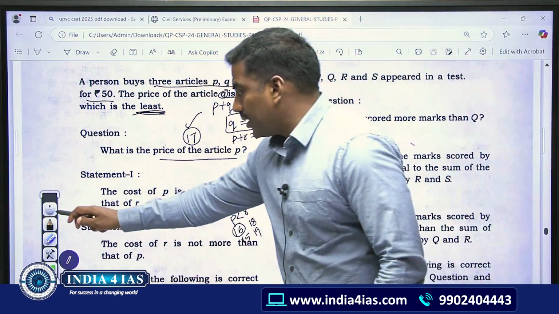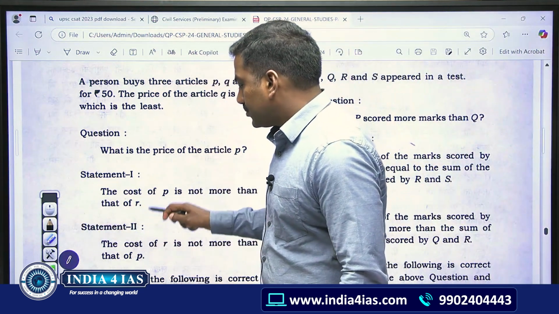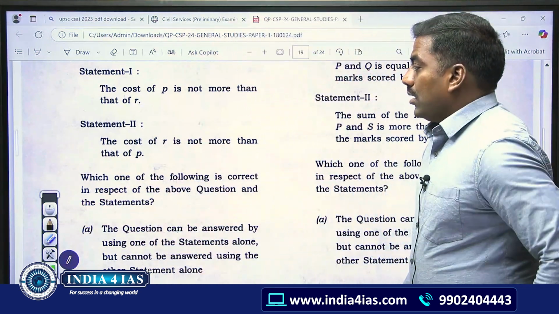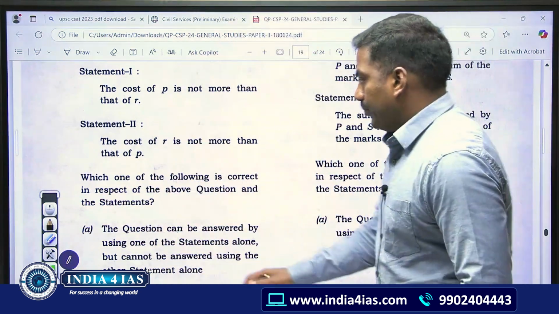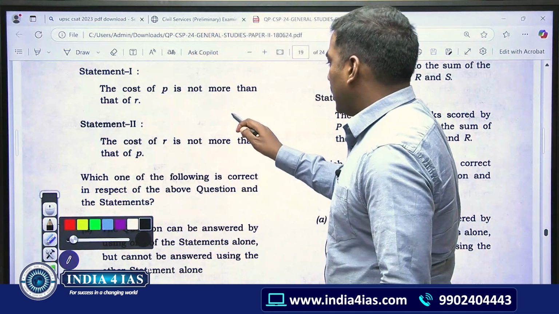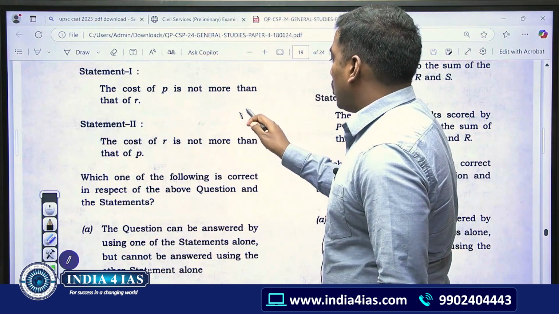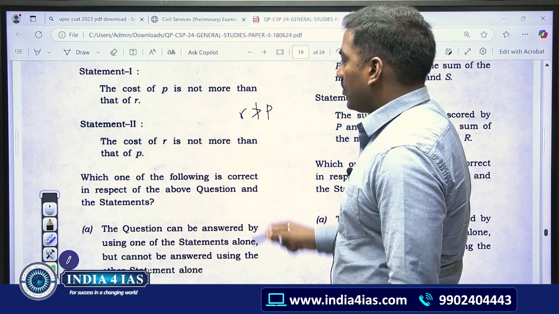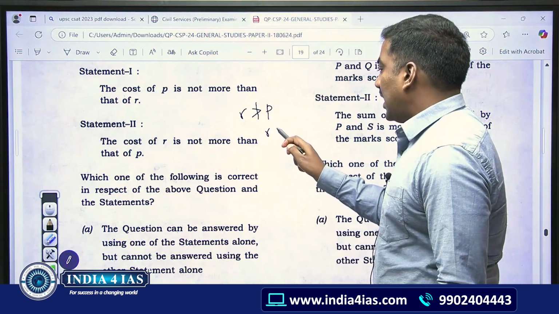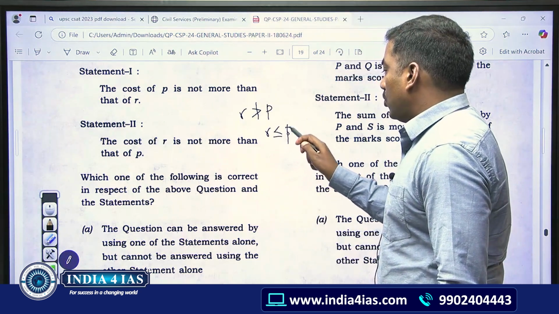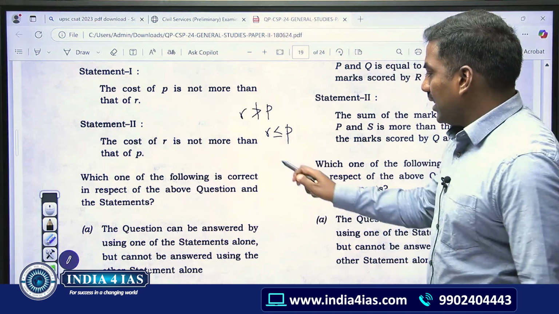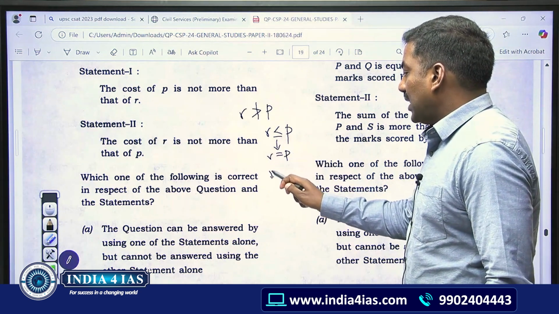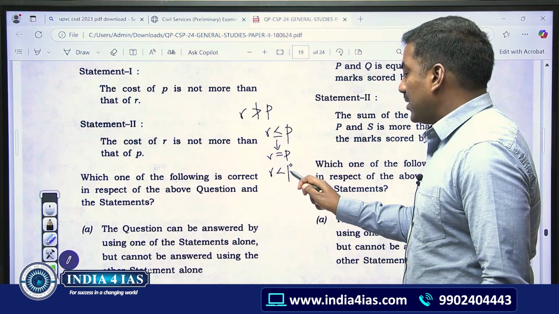But let us look at the next statement also. Next statement. So here they are telling the cost of R is not more than the cost of P. So in this case, R is lesser than or equal to P. Same thing. One thing is R can be equal to P. Another thing is R can be lesser than P.